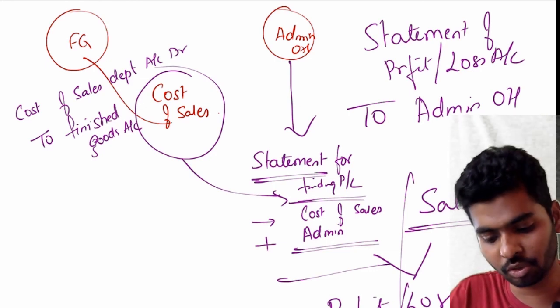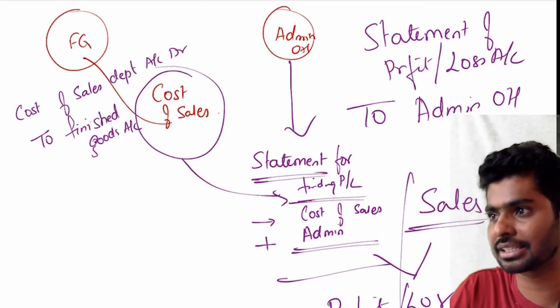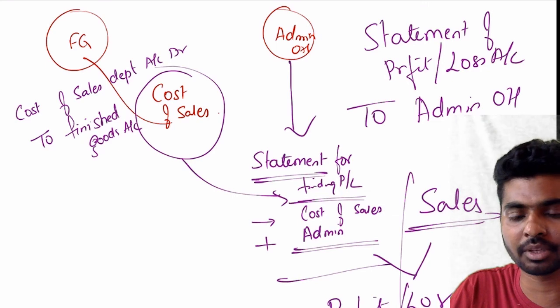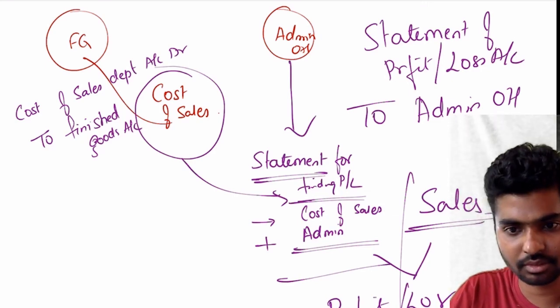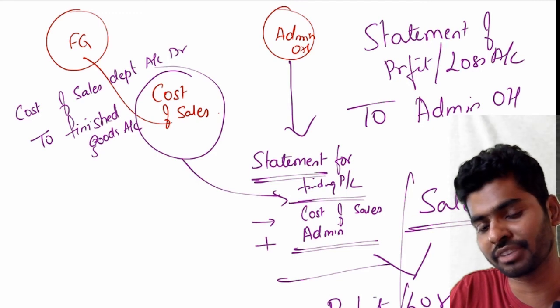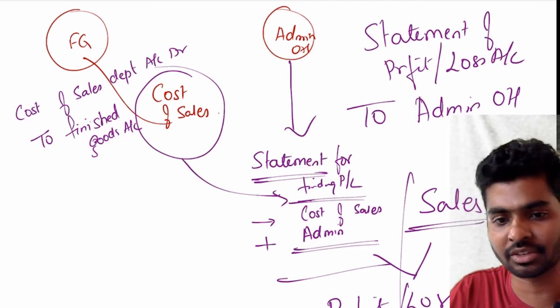Now from the total cost, I'll check the sales. How much sales did I make? Sales minus total cost will become the profit. Yeah, so that's what I told you. So if I've incurred a total cost of, let's say, 1 lakh, and I've sold for 1,50,000, I've made a 50,000 profit.